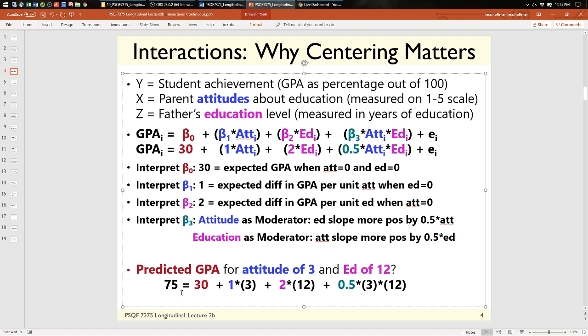So in this case, if I wanted to fill in a prediction for somebody who has an attitude at 3, sort of the midpoint of the scale, and maybe their father graduated high school, so let's call that 12 years, I can take the model coefficients, stick in the values of the predictor variables for which I want the predicted GPA, and it works out to be 75 in this case. Cool. You can do this part, right?